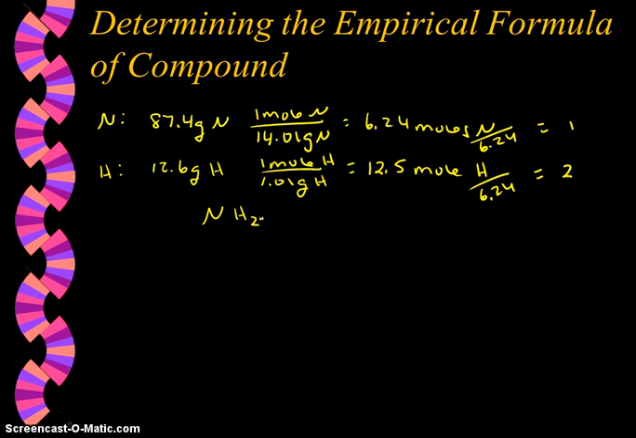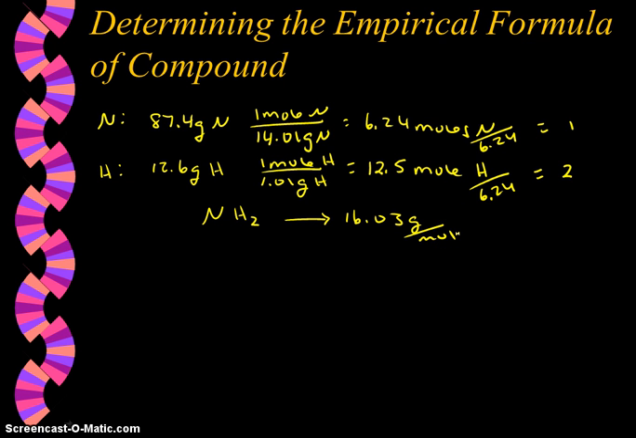Now the next thing we want to do is find out what the molecular formula is. The empirical formula is the simplest ratio. The molecular formula is some multiple of that. So if we look up NH2 on the periodic table, we've got 1 nitrogen times 14.01, and 2 hydrogens times 1.01. And that's going to give us 16.03 grams per mole for that empirical formula.